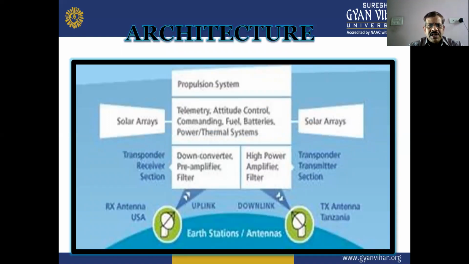So the architecture of a satellite. There is a solar array, telemetry, attitude control, commanding, fuel, batteries, power, thermal systems, down converting, pre-amplifier filters and high power amplifier filters, and transponder transmitter section and transponder receiver section. And the Earth station and antenna are also here, and there are uplink and downlink also in the architecture of the satellite.